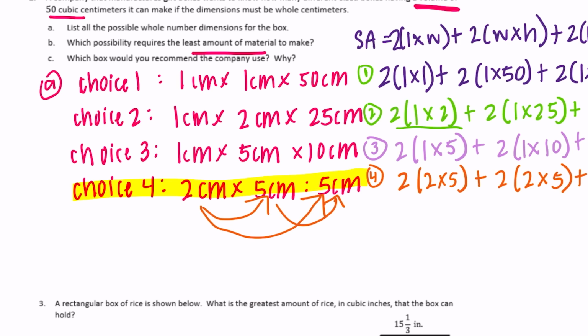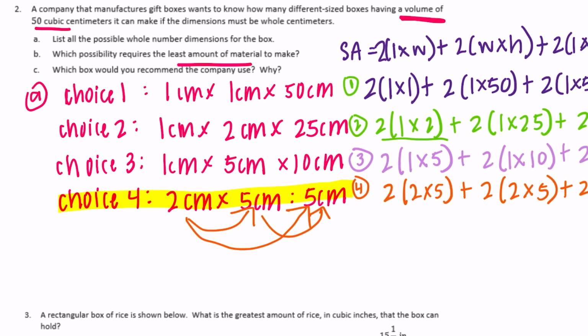So which box would we recommend the company to use? Let's see. It wants to know how many different size boxes having a volume of 50 cubic centimeters it can make if the dimensions must be whole centimeters. So which one do you think they should use? I would use choice 4 because it requires the least amount of material. So that's probably going to be the most cost effective for them.